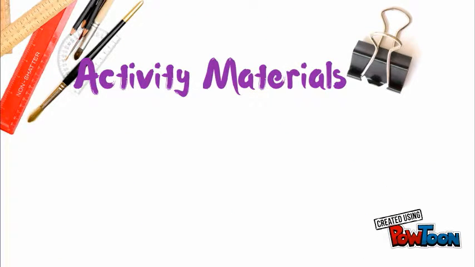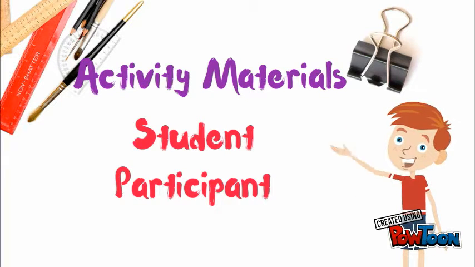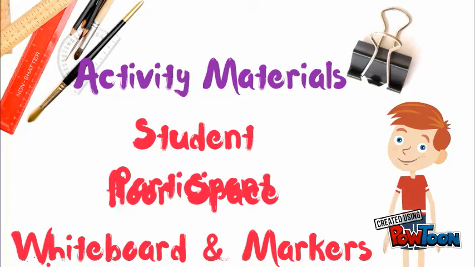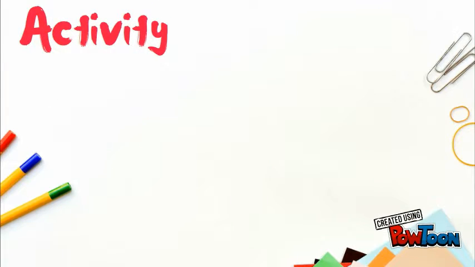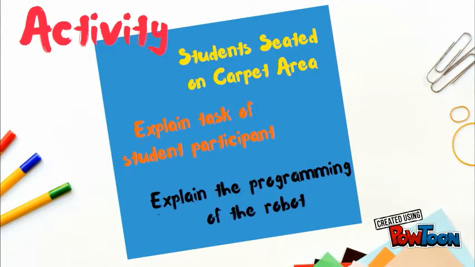Activity materials for this lesson. It is ideal to have a student participate as a robot, also enough floor space for the robot to move and for students to sit. For the activity part of this lesson, you would have students seated on the carpet area. Explain that the student participating is a robot and it needs instructions from a programmer. Explain that we want to program the robot to walk forward and jump.